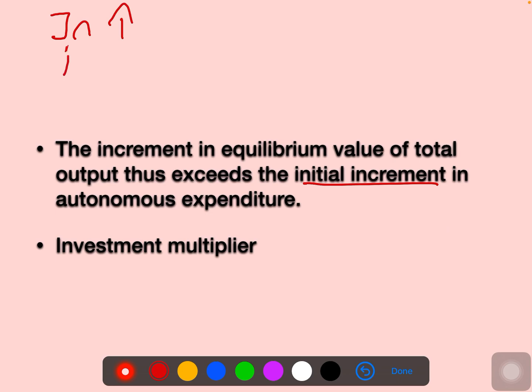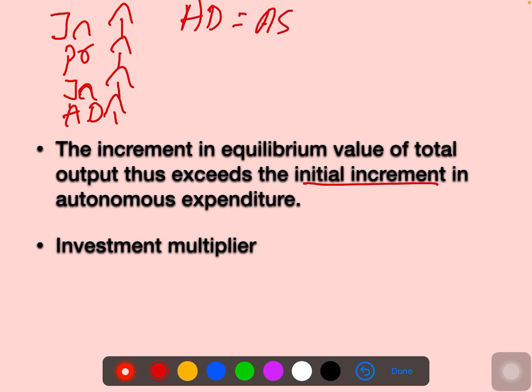Because of that, the production is going to increase. Because of the production, the income of the people is going to increase. If income is increasing, aggregate demand is going to increase. If the aggregate demand is going to increase, again, you have to match up with aggregate demand. It should be equal to aggregate supply. To match this, you have to increase the supply. If you want to increase the supply, again, you have to increase the investment.